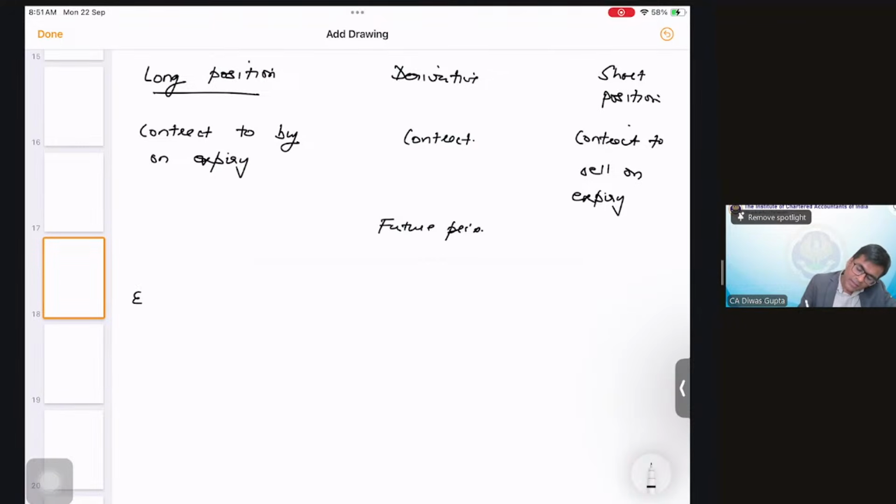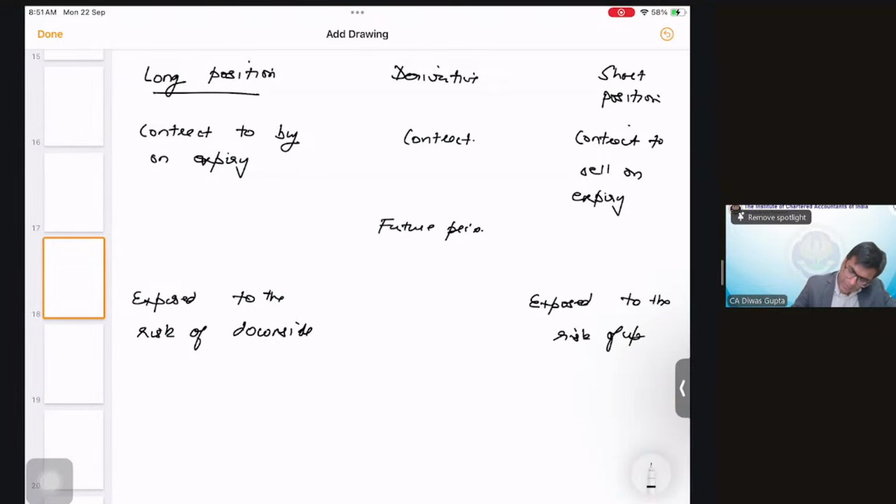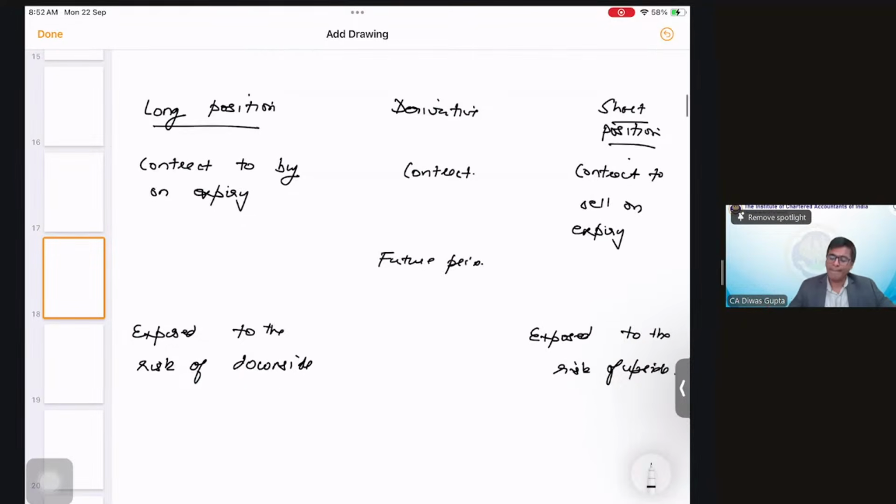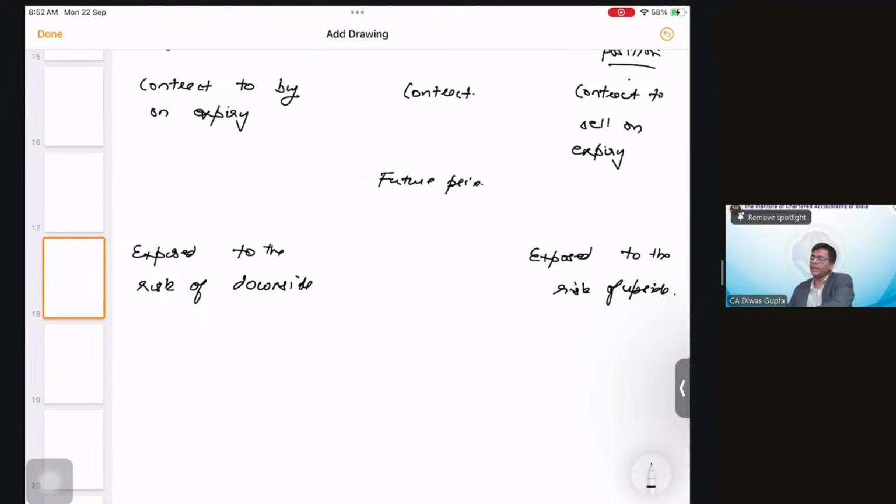The risk is exposed to the risk of downside. Here, you are exposed to the risk of upside. Very good. If the price goes up, you will be in a loss in case of a short position. If the price goes down, you will be at a loss in case of a long position. Clear?